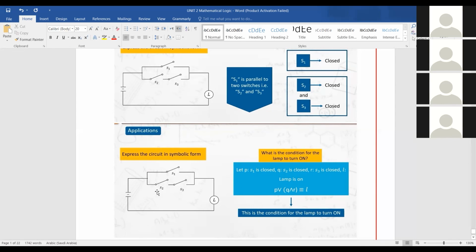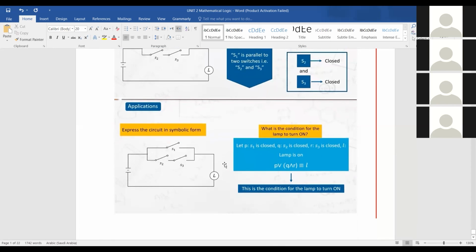When both S2 and S3 are closed, S1 could be closed or not, because since they are parallel, one of them has to be closed. That's why we are using or. P or (Q and R) would be logically equivalent to L. Is it clear? Yes, got it. Okay.